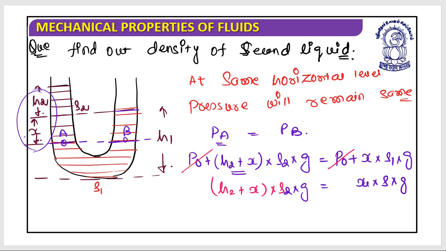This is the situation. From this, g and g get cancelled out. So rho 2 equals x divided by (h2 plus x) multiplied by rho 1. I hope this is clear. Was it clear?